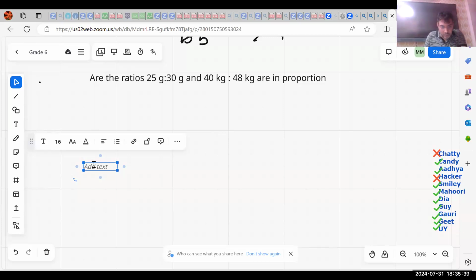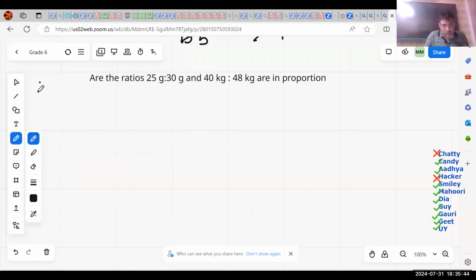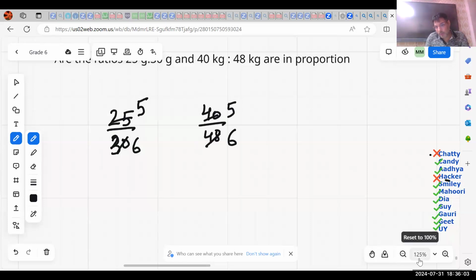Guys, so what we are going to do is I'm going to explain this question. So we have 25 upon 30, so we have 5 by 6, and we have 40 upon 48, so we have 5 by 6. So they are equal. So what's the problem, Hacker and Chatty? What is the problem?